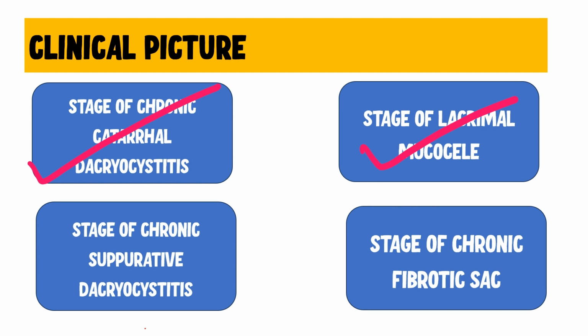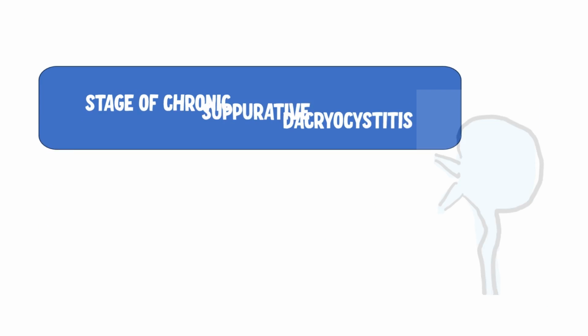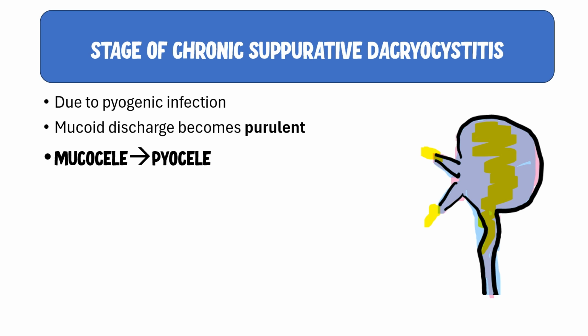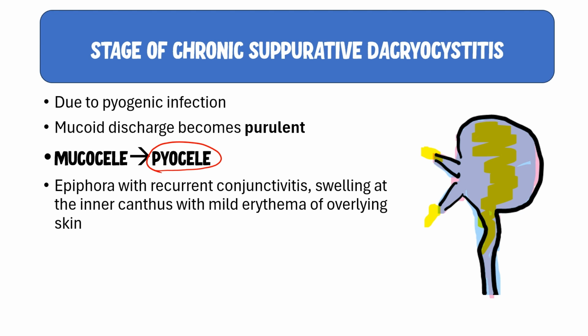Now let us talk about the third stage, that is the stage of chronic suppurative dacryocystitis. What happens with time is that the stasis, or the stagnated tears or stagnated material within the lacrimal sac, will actually get infected by pyogenic organisms, and therefore your mucoid discharge will now become purulent, and this mucocele is going to get converted into a pyocele now.